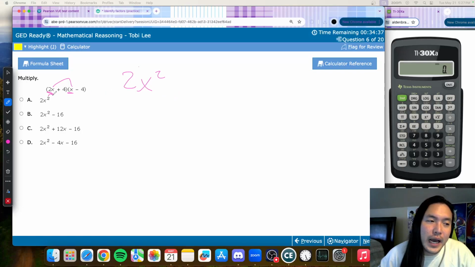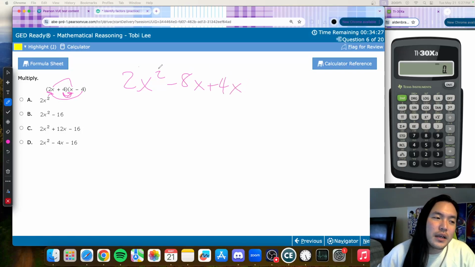And then now we're going to do the outside. We have 2x times negative 4, that's going to be negative 8x. Now we'll do the inside. 4 times x is 4x. And then now we'll do the last. 4 times negative 4 is negative 16.